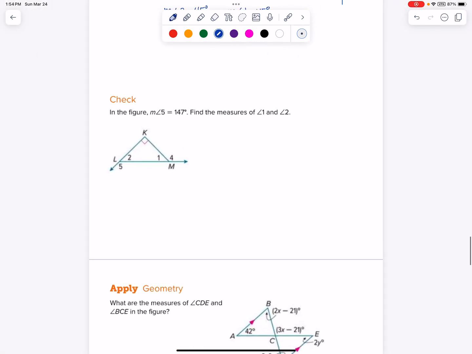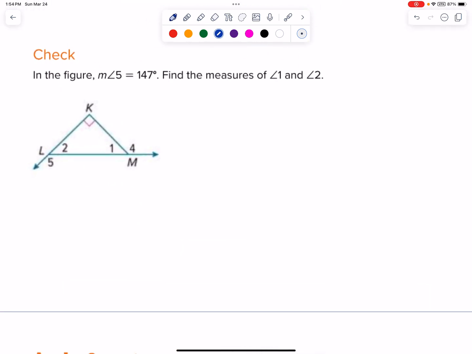Okay. All right, let's go ahead and try it out. You can pause if you want or follow along. Measurement of angle 5 is 147, so that's all the way out here. Okay. Find the measure of 1 and 2. So we're finding those two. So let's go a different route this time. Let's tackle this one first. Okay. So I'm just going to do the 180 because these are supplementary angles. Minus 147 equals x.